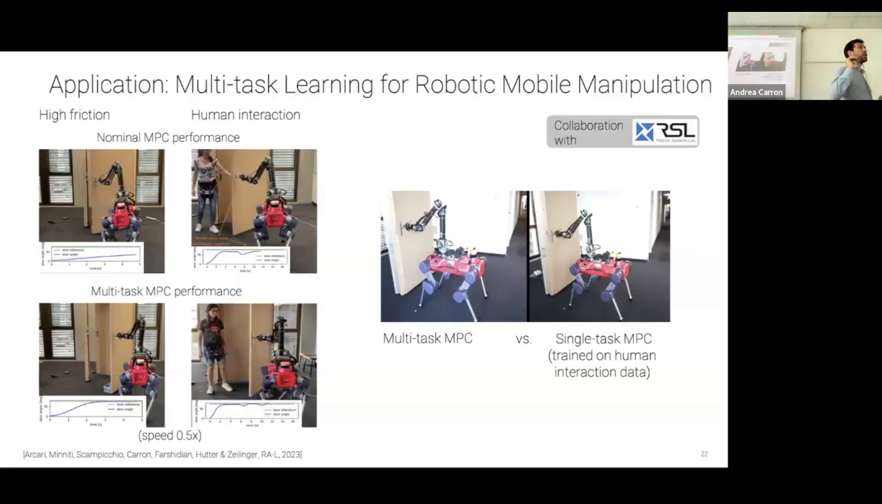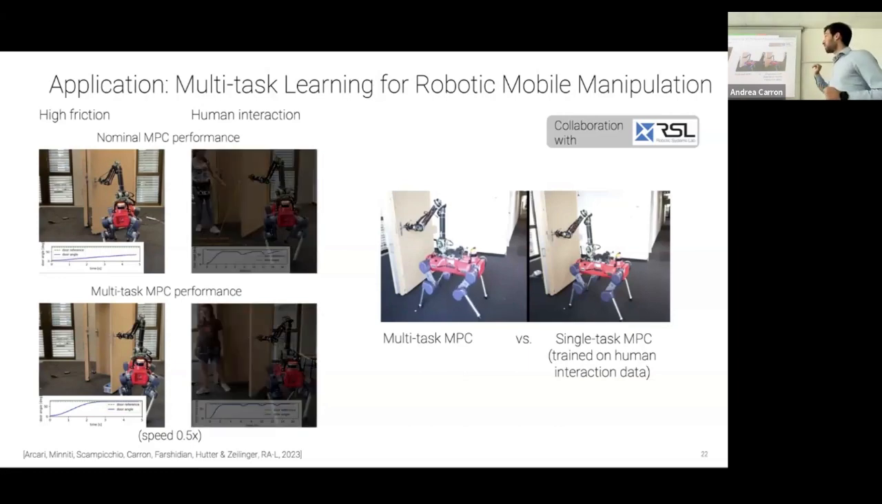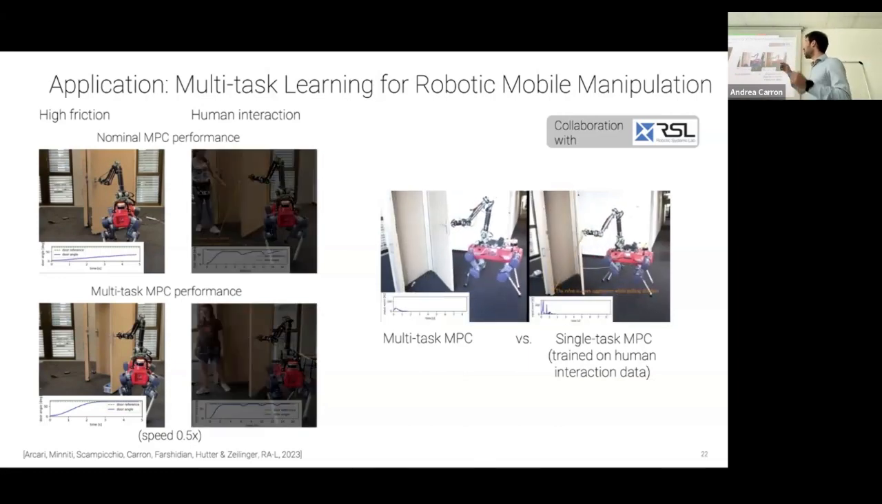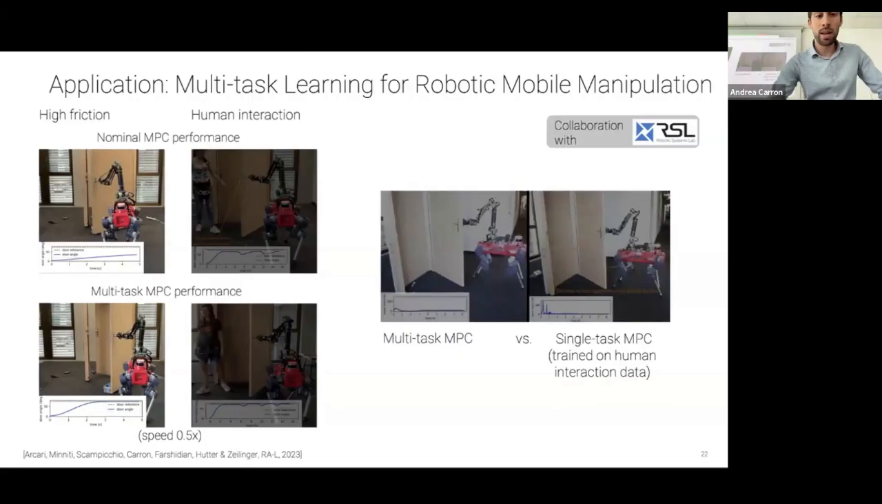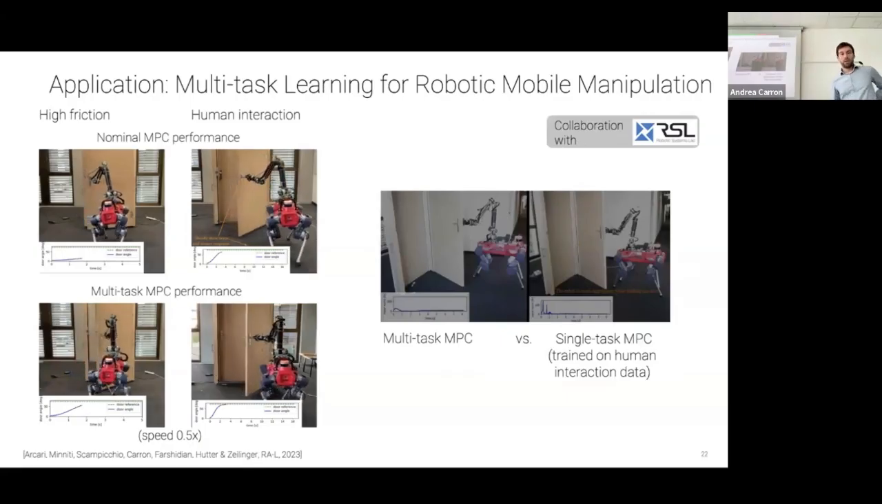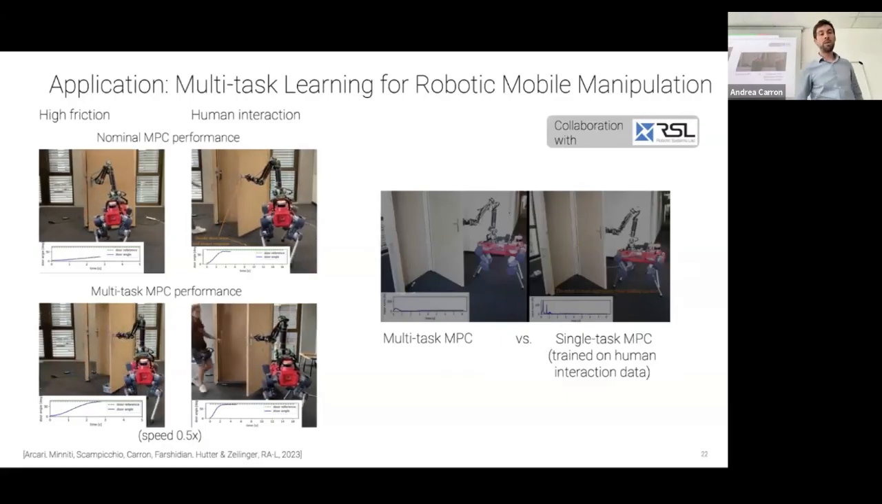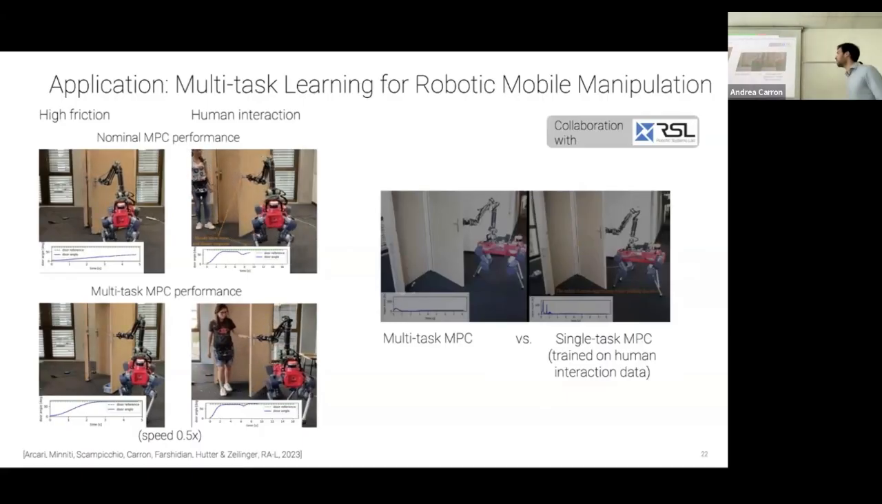On the lower side, you can see the multitask MPC. And you can see with high friction on the door or with some human interaction. And in general, if I maybe play the video again, you can see that the multitask MPC behaves better, it's faster, is able to better reject the disturbances.